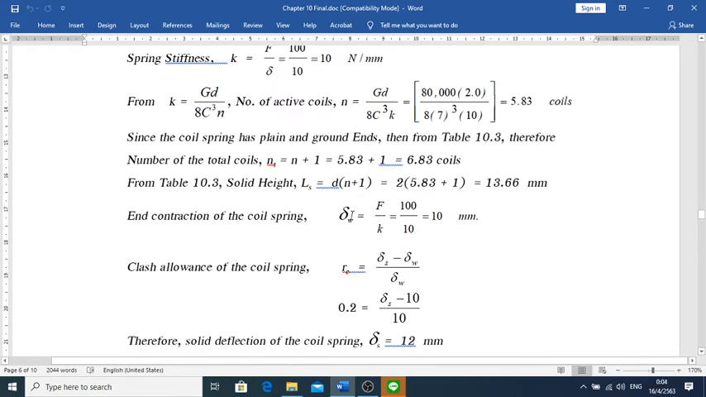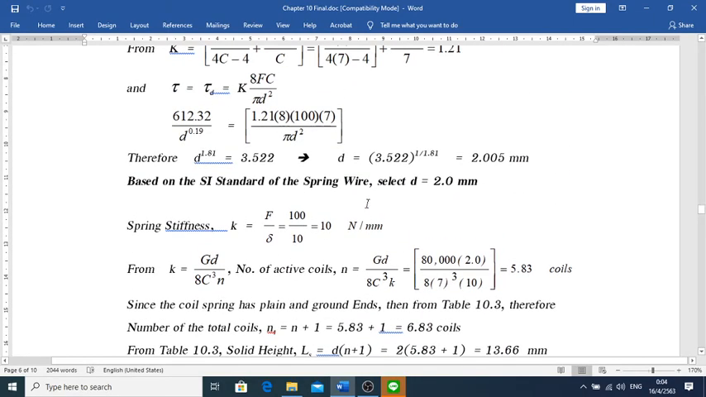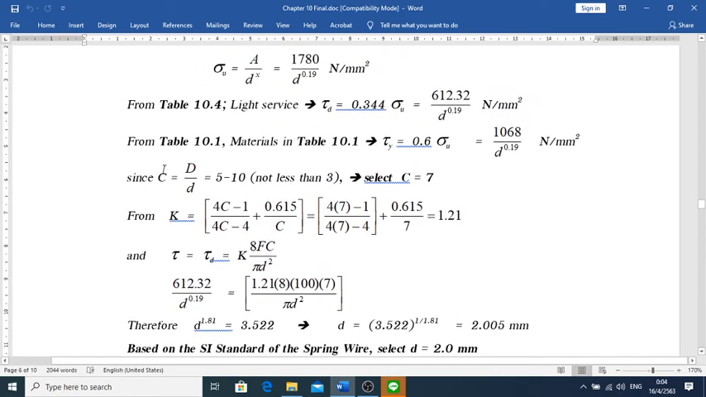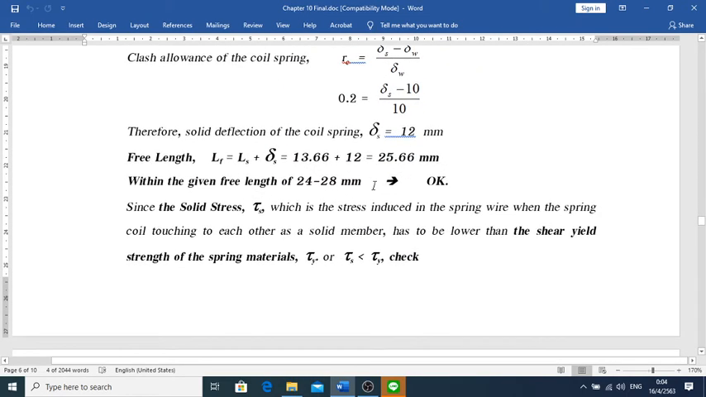And then I got delta W is going to be 10. The clash allowance is 20%, so I got delta S is 12. Okay, and the free length is going to be based on that. I got L sub F is going to look like that, 25.66. So that's why I'm lucky. I'm going to be within the length. If I'm not within the length, I can adjust the C term back in there. If it's shorter, I can adjust the C term, whatever I want to. If it's longer, I can adjust the C term, whatever I want to.